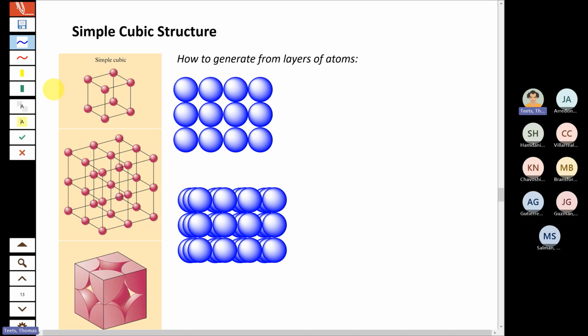So there's kind of 2 ways to visualize these structures. Probably the more useful one in most cases is to look at the cubic unit cell and understand where the atoms are placed in that unit cell for each of these different structures. But also you can think about them as being generated by taking layers of atoms and stacking them up in all directions. So if you want to generate a simple cubic structure, you start with one layer of atoms.